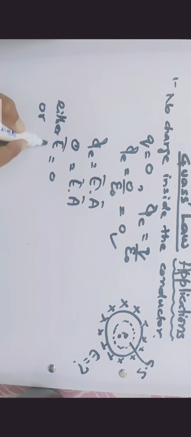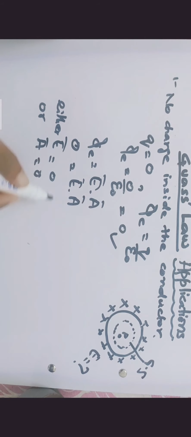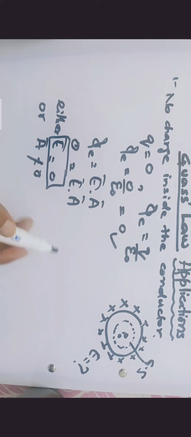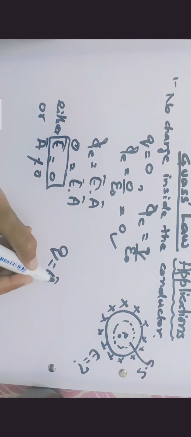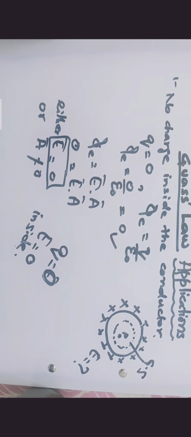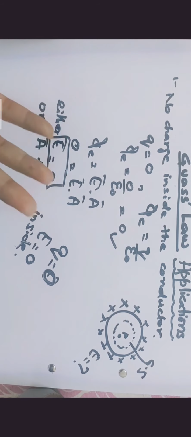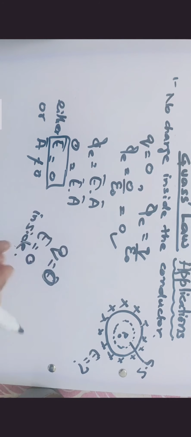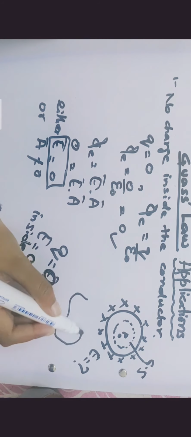or the second condition would be A equals 0. As we know, area cannot be equal to 0, so the only thing which can be equal to 0 is E. So we say that inside the metallic conductor there is no electric field intensity, because when Q equals 0, E also equals 0 inside the metallic conductor.